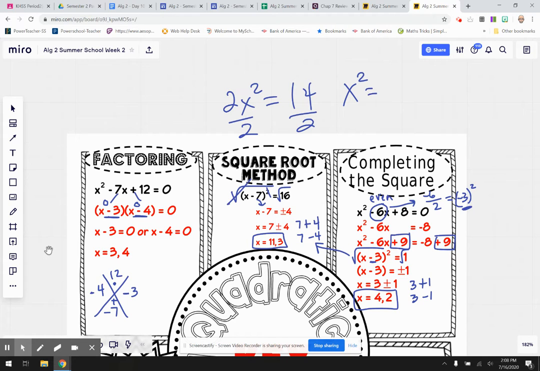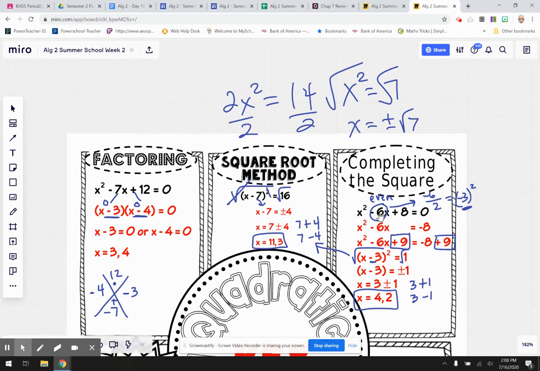And once you get the x squared by itself, you would square root both sides. And x would equal a plus or a minus radical 7. You can't break down radical 7. And when you square root both sides, you need your plus and minus. So that's the square root method. You could have a parenthesis squared where you square root both sides, or just an x squared where you square root both sides. You're just trying to get the x by itself.